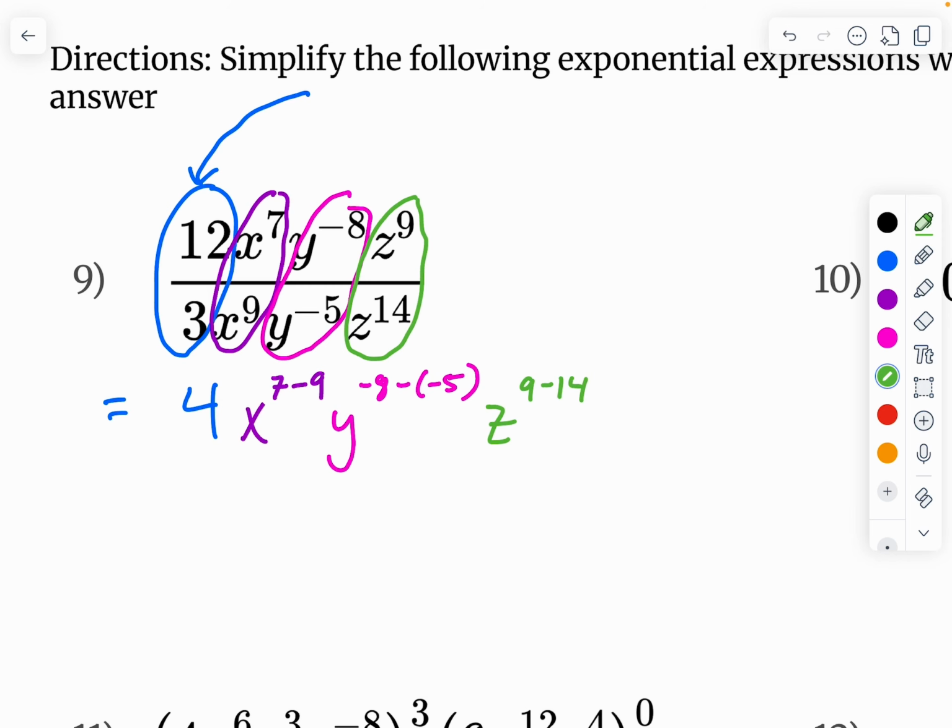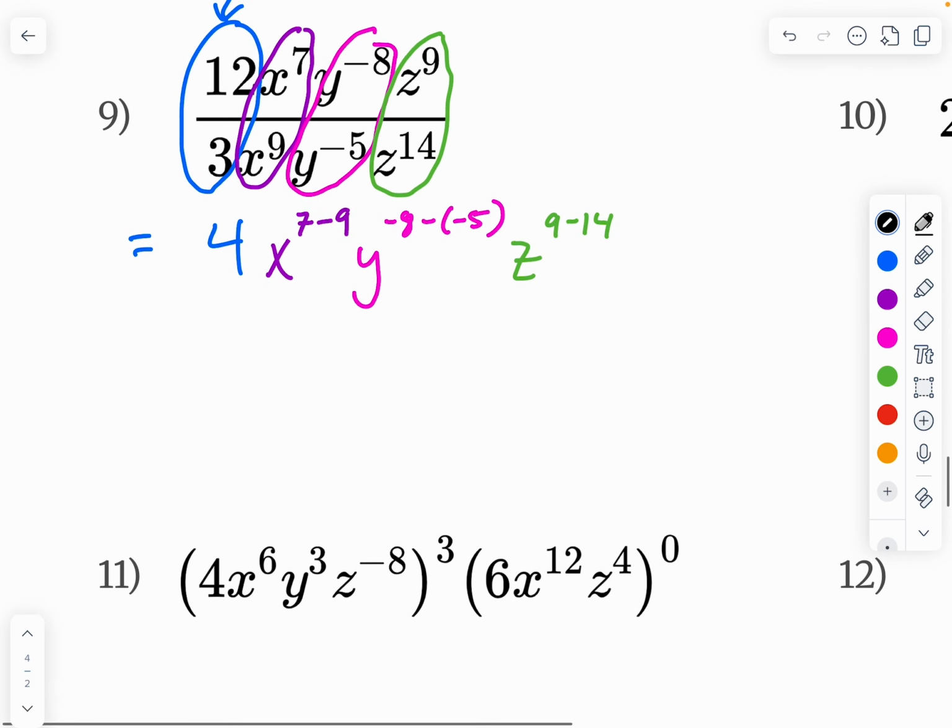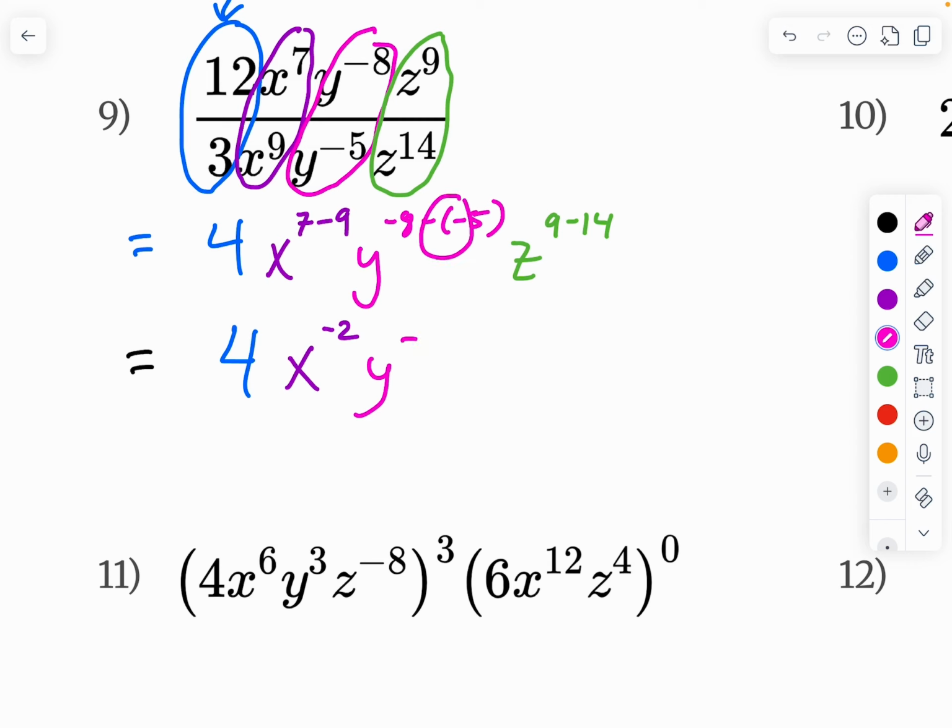9 minus 14. Okay. What does that give me? 4. Yeah, 7 minus 9 is negative 2. Negative 8 plus 5. Yep, 2 negatives makes a positive. Negative 8 plus 5 is negative 3. And 9 minus 14 is negative 5.